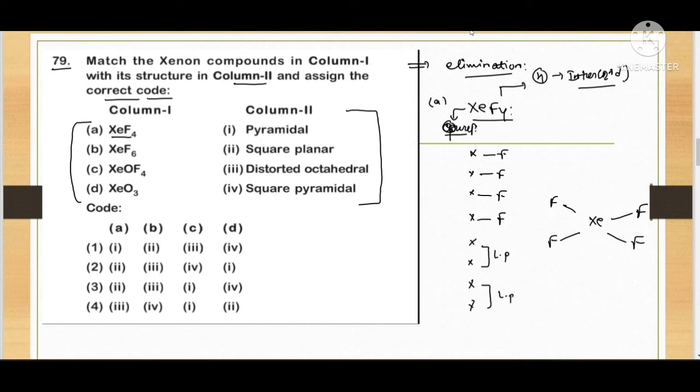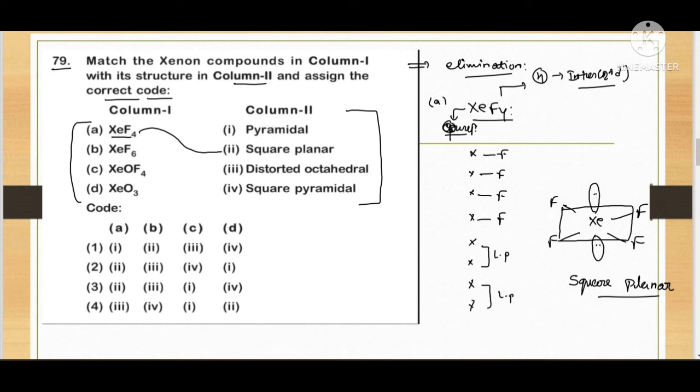Now let us draw its structure. Xenon is present in the center. The 4 fluorine atoms are attached in this way. The 2 lone pairs are present above and below. Actually, this structure is octahedral, but due to the presence of 2 lone pairs of electrons, its structure is square planar. We know that XeF4 has a square planar structure. A matches with 2. This is damn sure: XeF4 is a square planar structure.